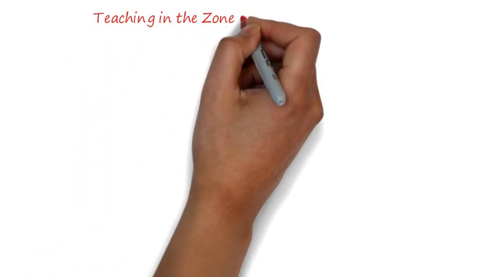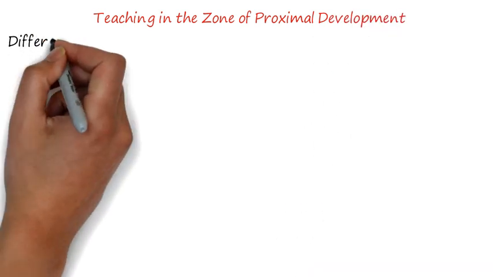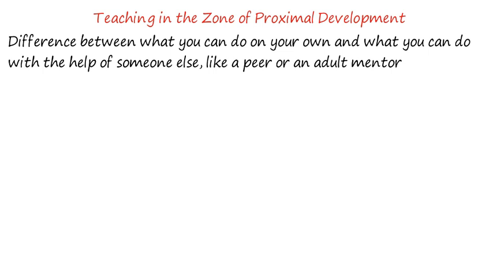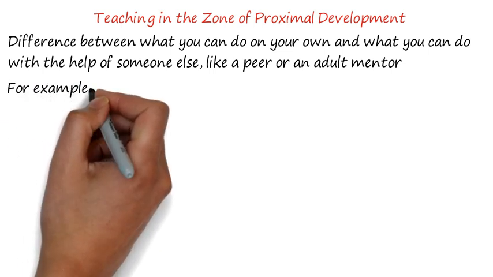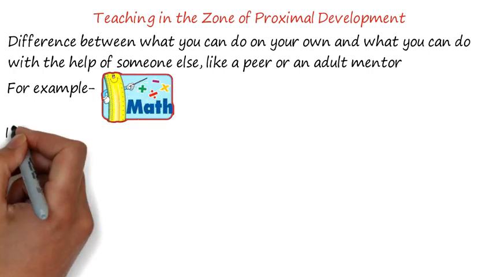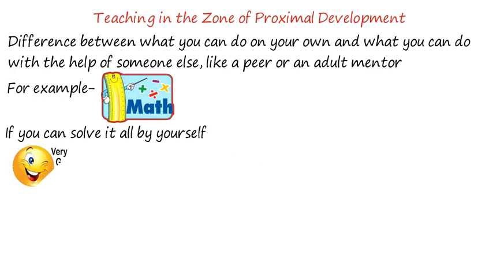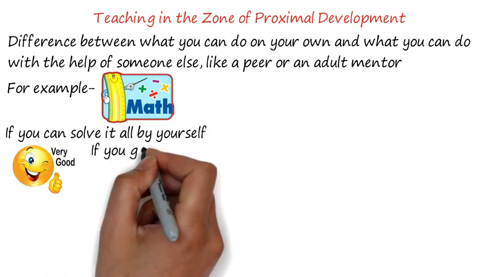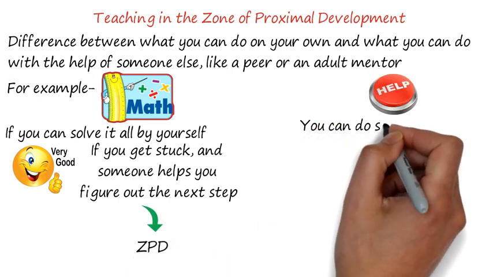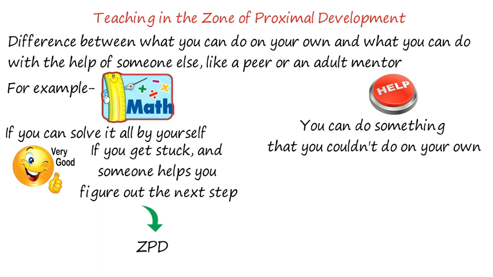Teaching in the zone of proximal development. The ZPD is the difference between what you can do on your own and what you can do with the help of someone else, like a peer or an adult mentor. Let me give you an example. Let's say you are trying to solve a math problem. If you can solve it all by yourself, that's great. But if you get stuck and someone helps you figure out the next step, that's the ZPD. With their help, you can do something that you couldn't do on your own.